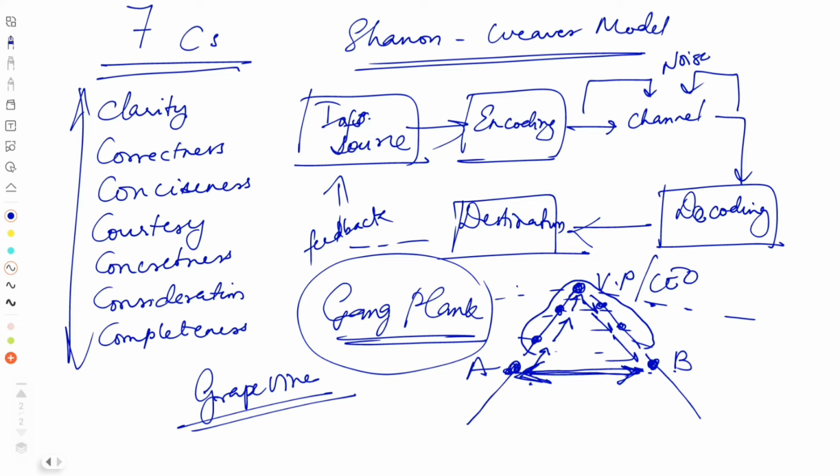You should know what a single strand grapevine is, what a gossip chain is, what a probability grapevine is, and what a cluster chain is, and why grapevines are important. You cannot get rid of grapevines. They are a necessary evil in your organization. Okay. So then crisis communication, then what are the benefits of effective communication? All these are potential questions.